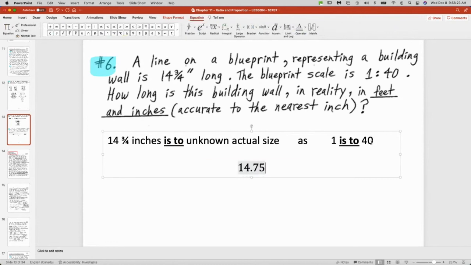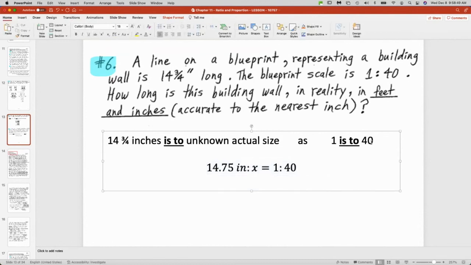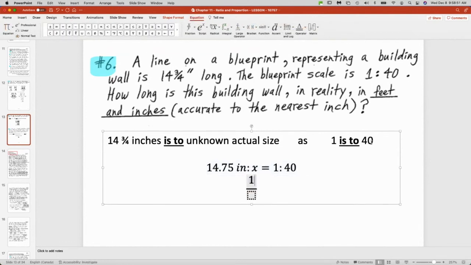So we have here 14.75 inches. Right away, make it a decimal. Don't bother with the fraction. To x equals 1 to 40. Now, there's many people in this audience that are going to be like, John, all you got to do is multiply by 40. I know there's 13 students here right now. I know that many of you are saying, just multiply by 40. And you're right, you are just going to multiply by 40. But let's go through it systematically so that you can see it with the algebra and with communication on the paper here.